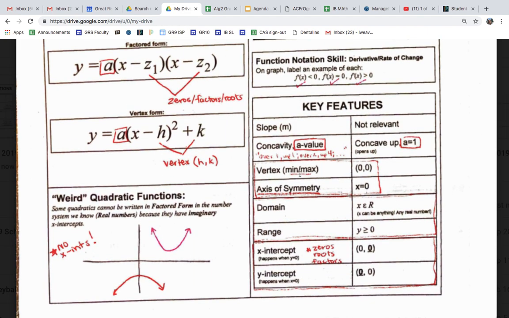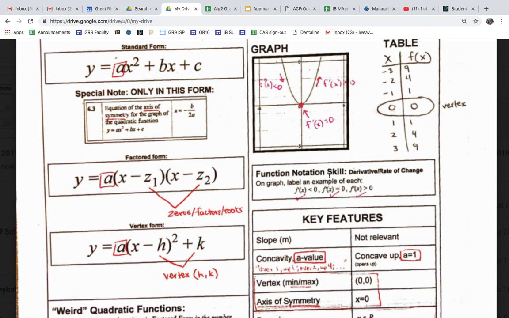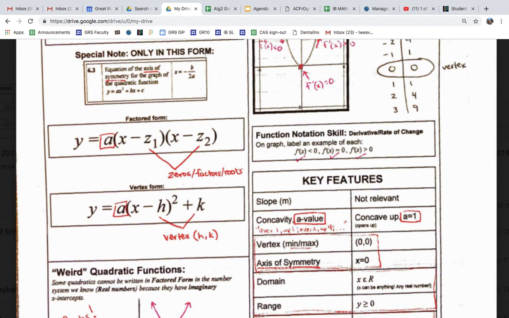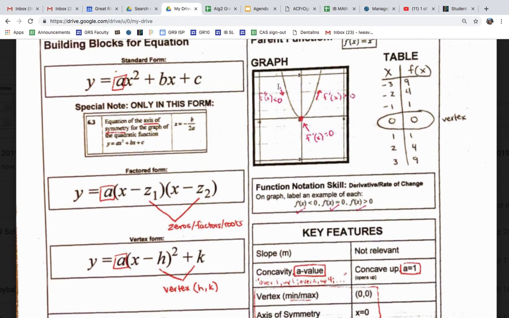These might be a little familiar, maybe not. You've heard me talk about the vertex a couple times on that video, and that minimum or maximum point where it has a change of direction, that's called our vertex, or minimum and maximum. And right now our vertex is sitting at (0, 0).